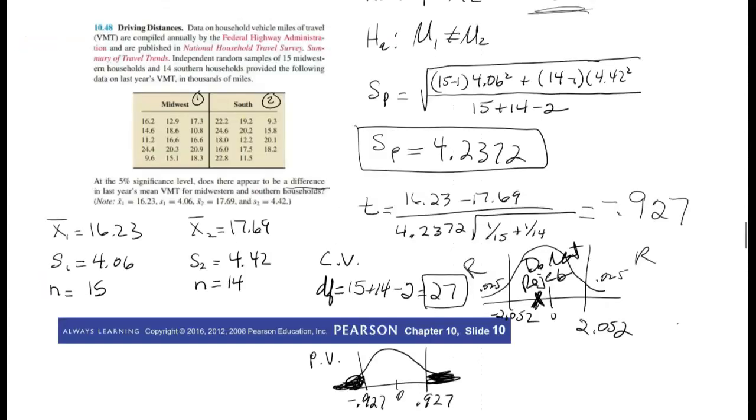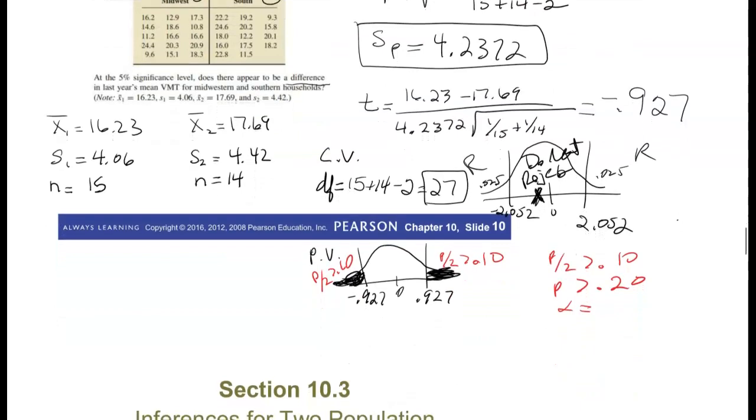So that means this side, which is half of P, because it's split in two, is greater than 0.10. But so is this side. And if half of P is greater than 0.10, then P is definitely greater than double that. You can multiply both sides by 2. Alpha was 0.05. Our conclusion, when we do a p-value, is P is greater than alpha. Same, we reach the same conclusion, do not reject.